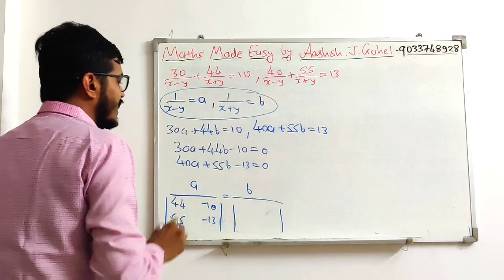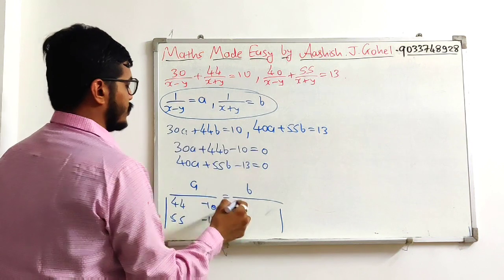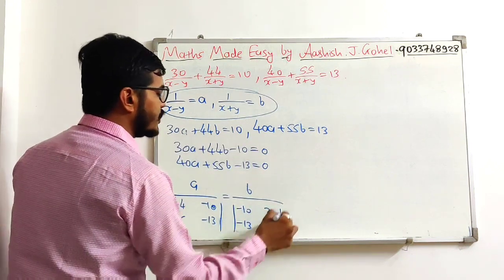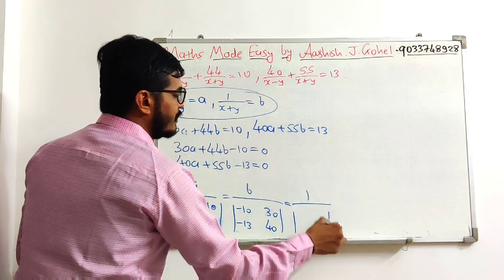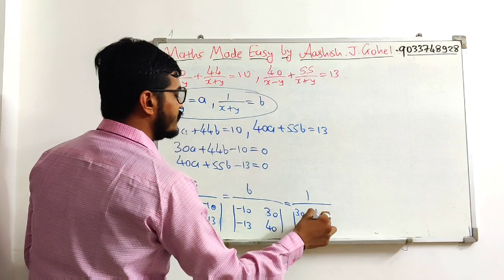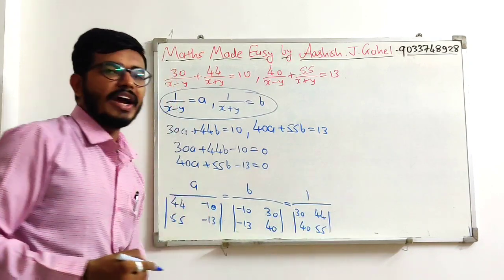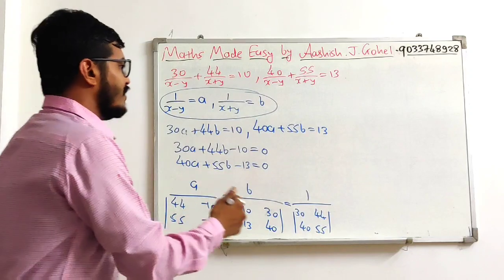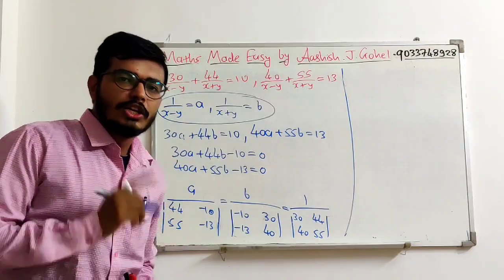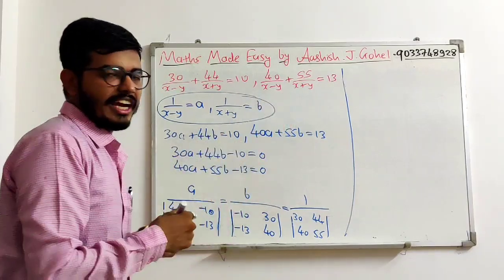if we are talking about b, then we will forget about this coefficient of b. We will write down the other two. So minus 10, minus 13, 30, 40, is equal to 1 divided by, here we will forget about this 2, we will write down this 30, 44 and 40, 55. Okay. So now we will cross multiply these numbers and we will write down the terms over here.